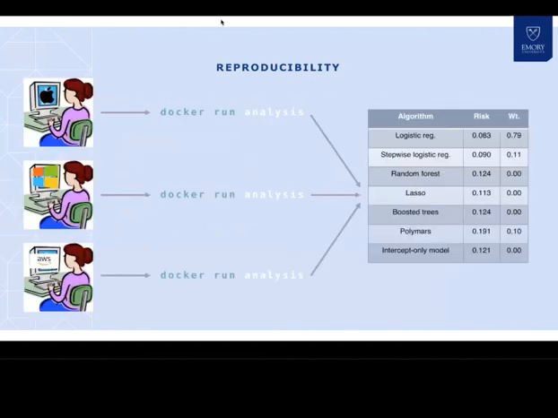Here's just a silly PowerPoint that I put together. Again, it doesn't matter what OS you're on. Somebody can run this on an Apple computer, somebody can run it on Windows, somebody can run it in a cloud, and you're going to end up with exactly the same results every time. A pretty neat idea. The next slide.